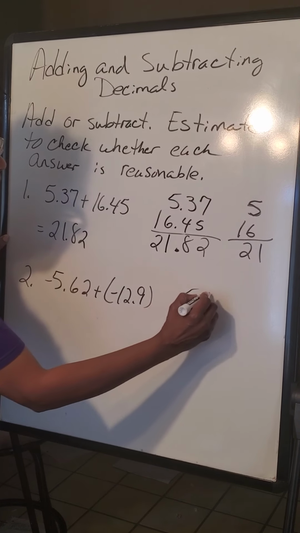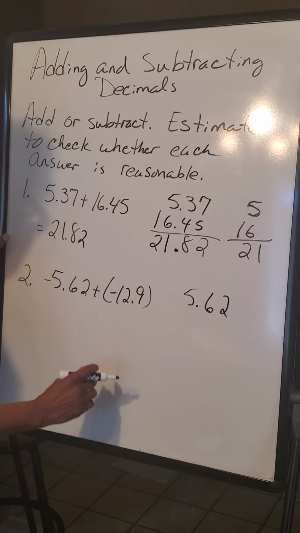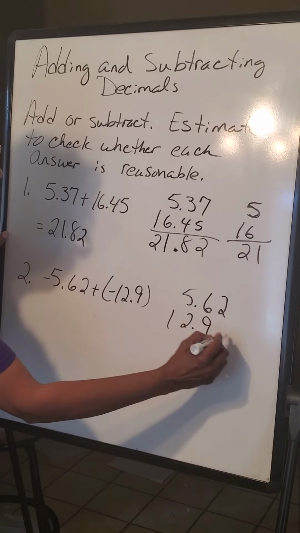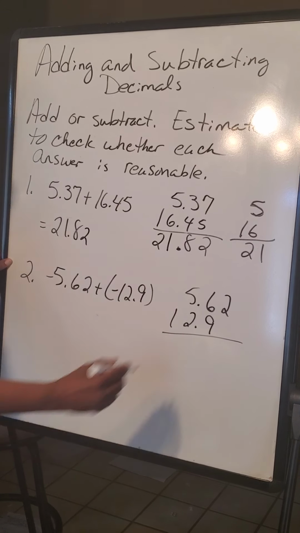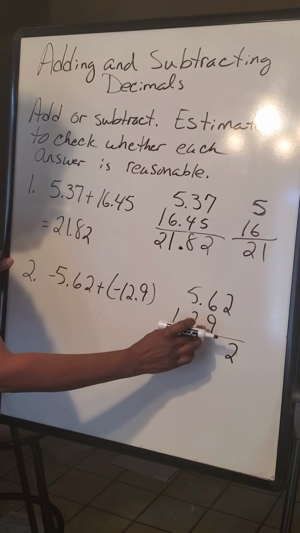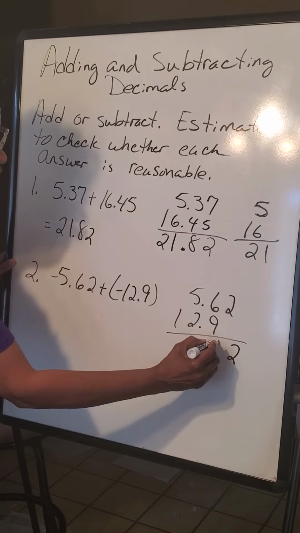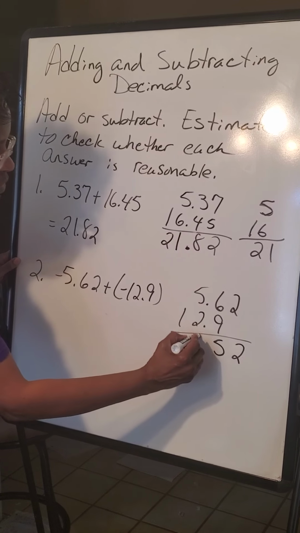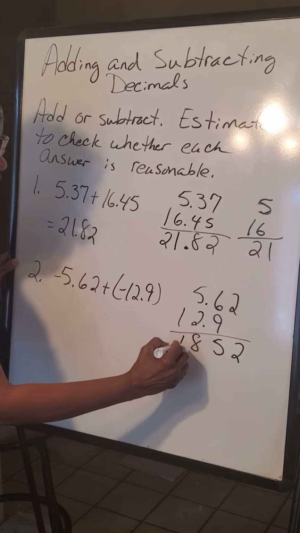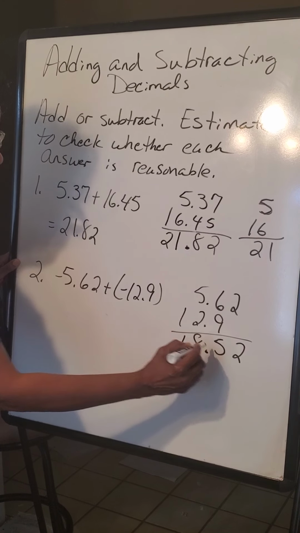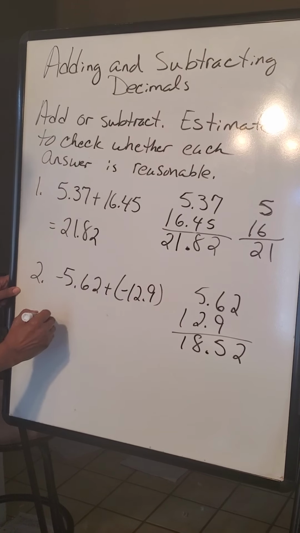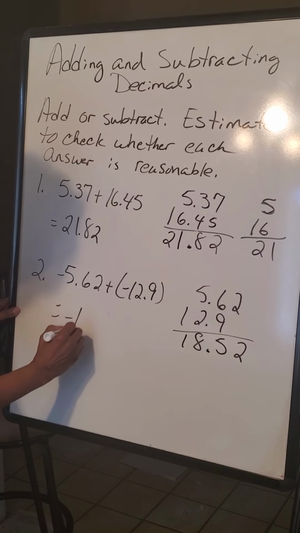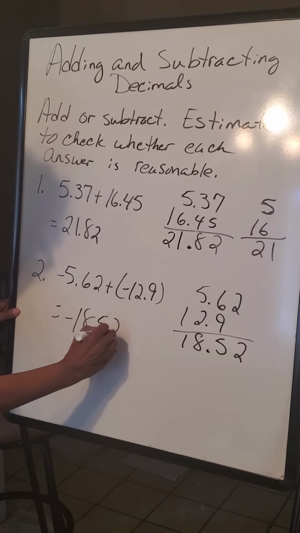So I'll take the 5 and 62/100ths, line the decimals up, I'll have 12.9. And as I add, I'll get a 2. 9 plus 6 gives me 15. 2 plus 5 gives me 7, plus 1 gives me 8. Bring that 1 down, bring the decimal down. Both numbers are negative, so that means that my answer is going to be negative. So my answer is a negative 18.52.